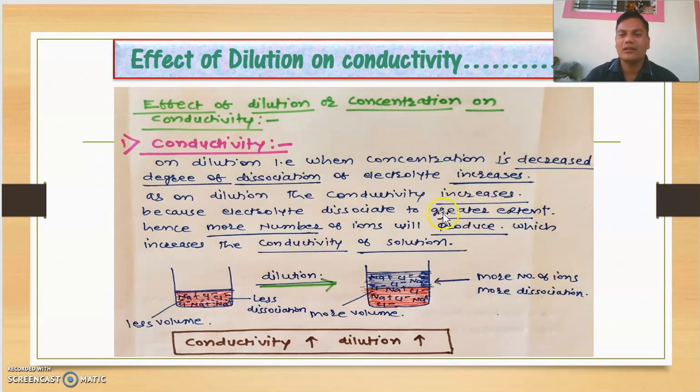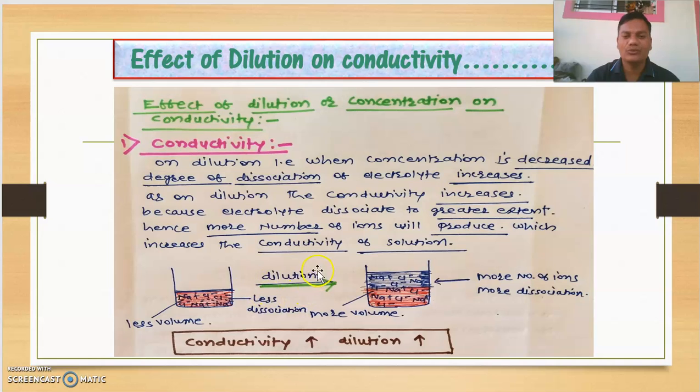I have given here electrolyte dissociate to a greater extent. Hence, more number of ions will produce. And more number of ions will produce. They carry the electricity or conductivity, which increases the conductivity of solution. You can see here in diagram, there is one beaker in which Na plus Cl minus, Na plus Cl minus ions are produced. Volume is less, dissociation is less.